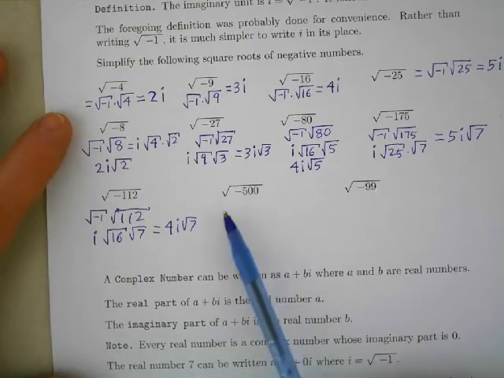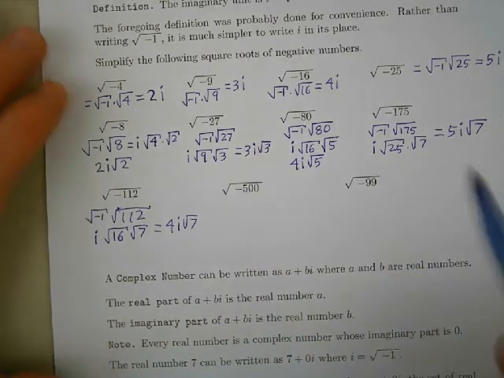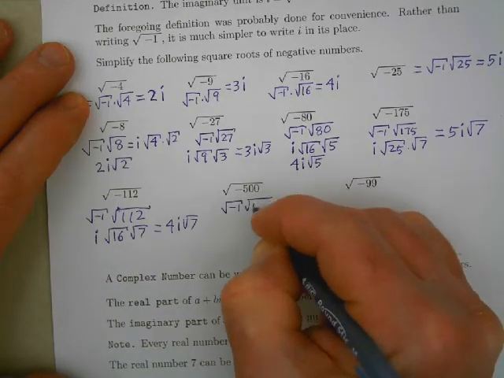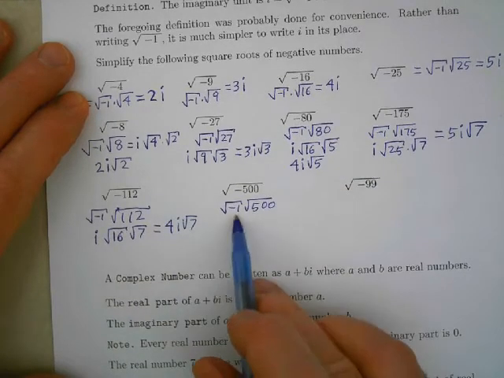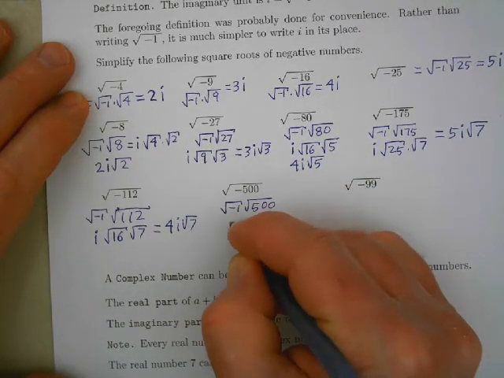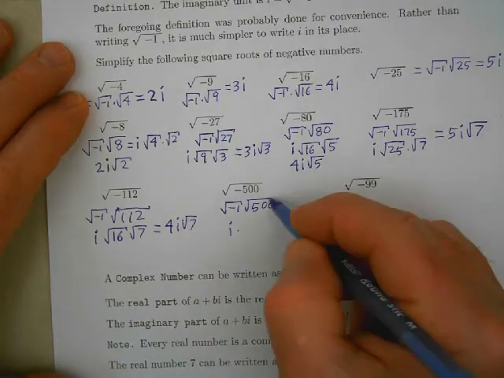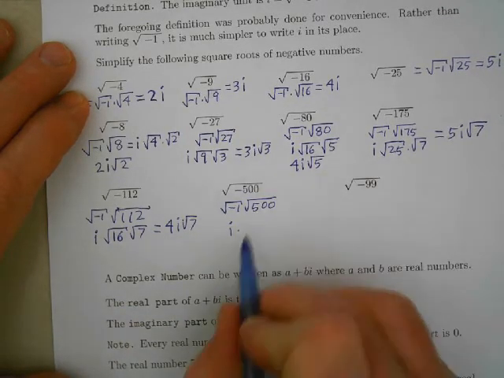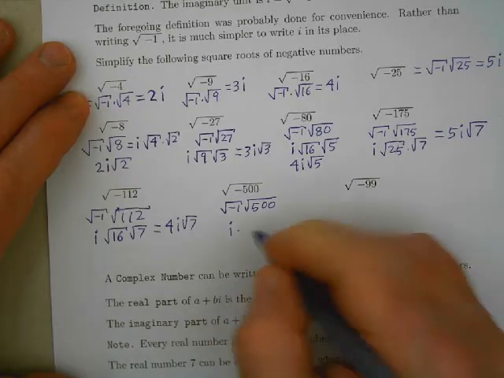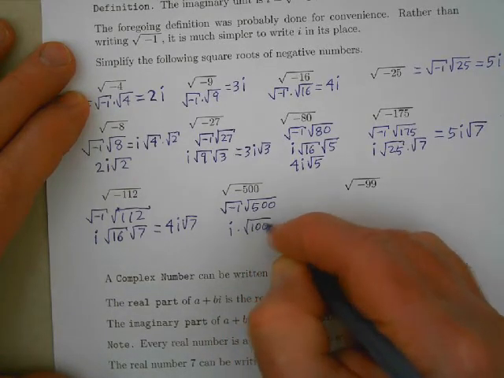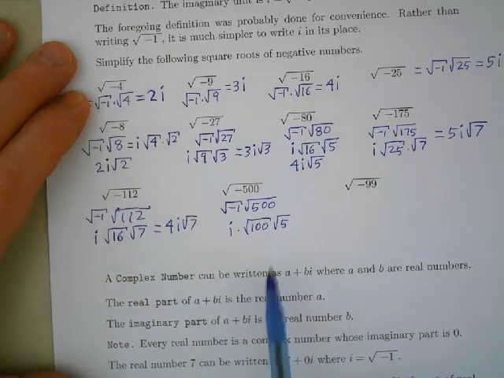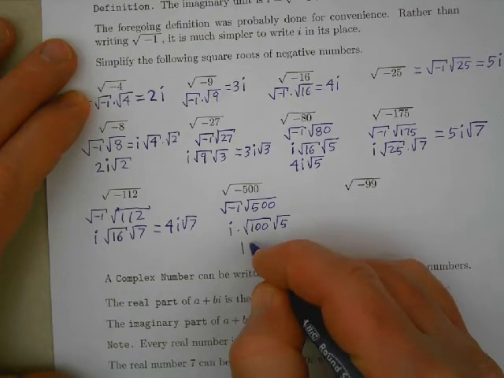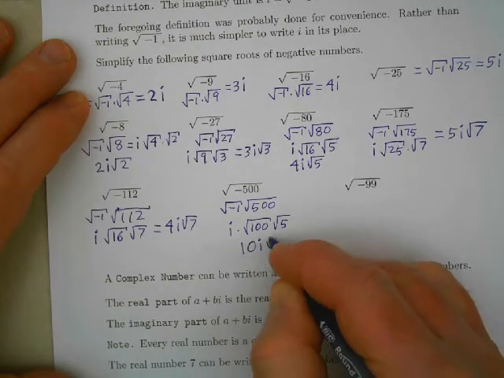The next one, the square root of negative 500, let's write it to start with as the square root of negative 1 times the square root of 500. Replace the square root of negative 1 with I. And the largest factor of 500 that's a perfect square is 100. 100 times 5 is 500. So we'll replace the square root of 500 with the square root of 100 times the square root of 5. And then finally, the square root of 100 is 10, so we can write this as 10 times I times the square root of 5.